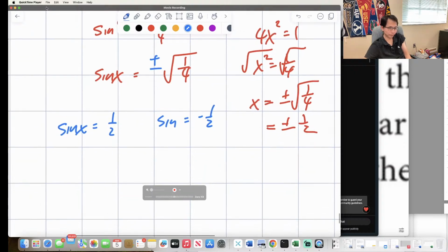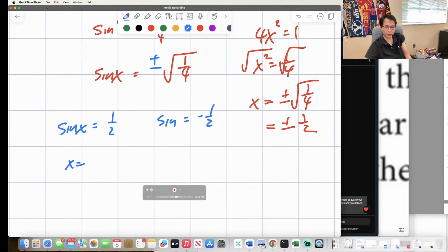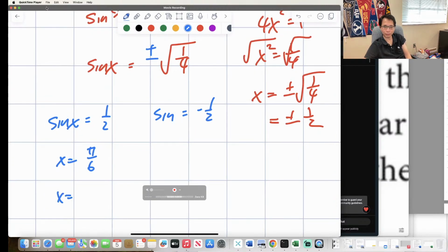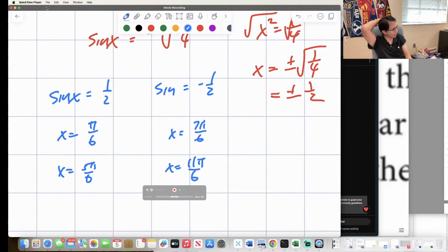Do you see that? And then x is equal to what? Well, it should be pi over 6, right? Did you tell me pi over 3? No, pi over 6. So x equals pi over 6, 5 pi over 6, 7 pi over 6, and 11 pi over 6. So we're learning all the things combined now, not just one.